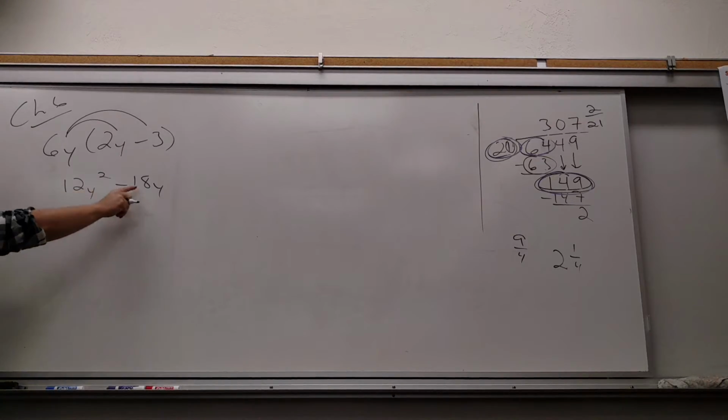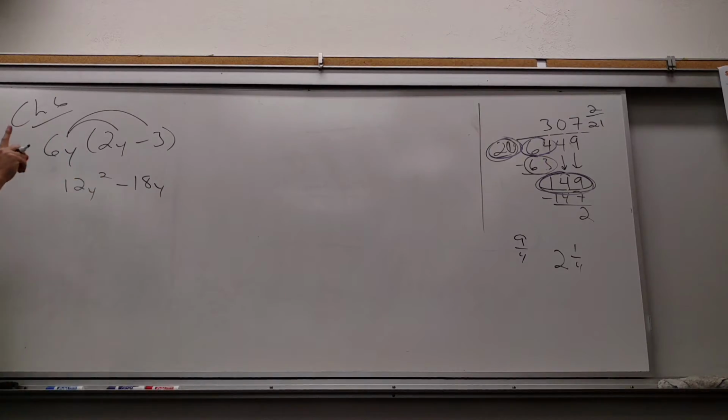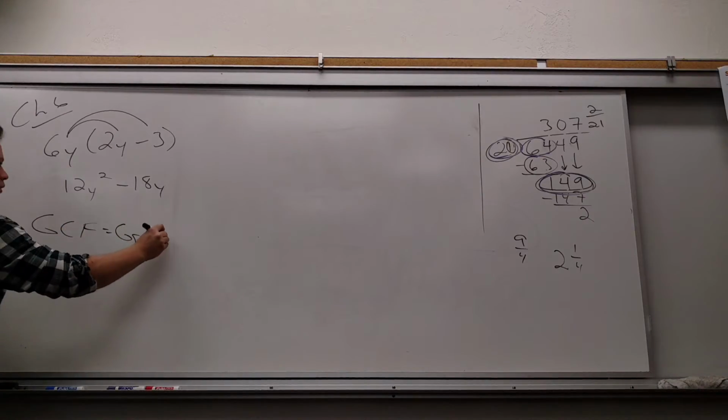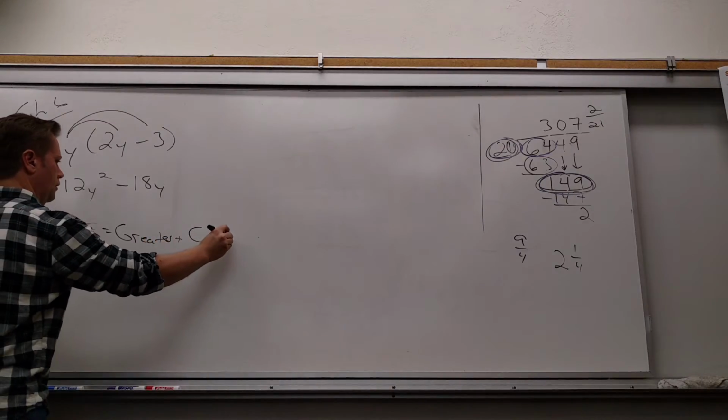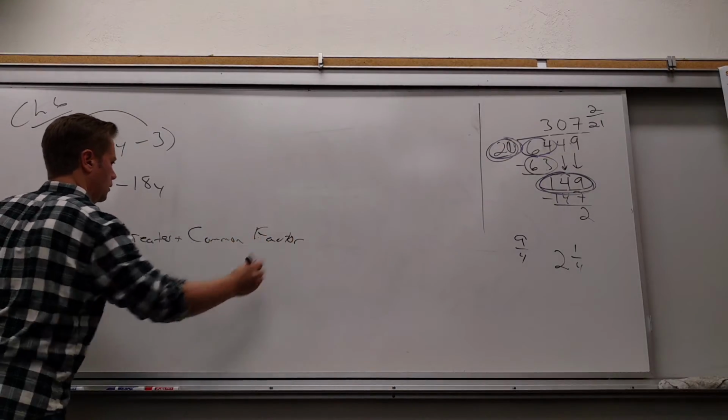So then you'd say, what do these both have? Both the numbers have 6 in it, and they both have 1y. This guy's got 2, so it definitely has 1. So you're always taking out what everybody has in common, the biggest thing that all of them have in common, and that's why we call this greatest common factor. It's the greatest American hero. No, common factor. GCF.